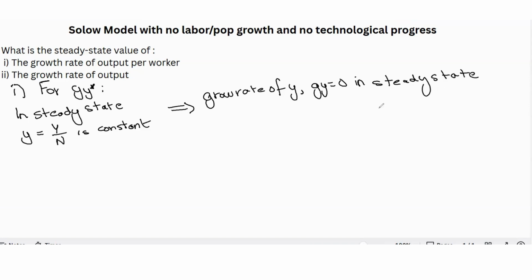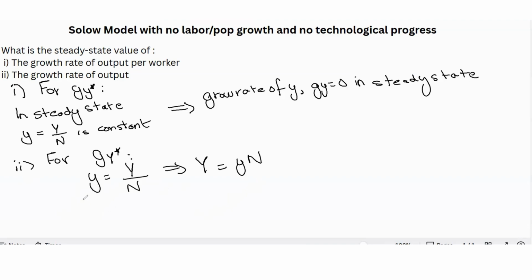Let's find the growth rate of output in steady state now. So for this, we want to find capital Y star. Now we know that output per worker is equal to output by number of workers. So from here we can see what capital Y is. Capital Y is equal to small y times N. Now in steady state, output Y star would be equal to y small star times N. So N is a constant because we're assuming that there is no labor or population growth, so the number of workers stays constant. So that's why it's just N.